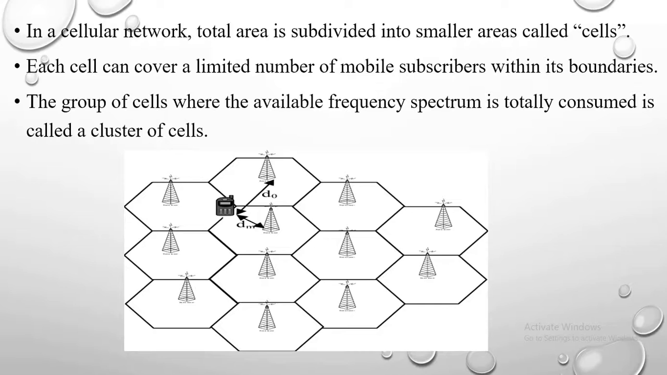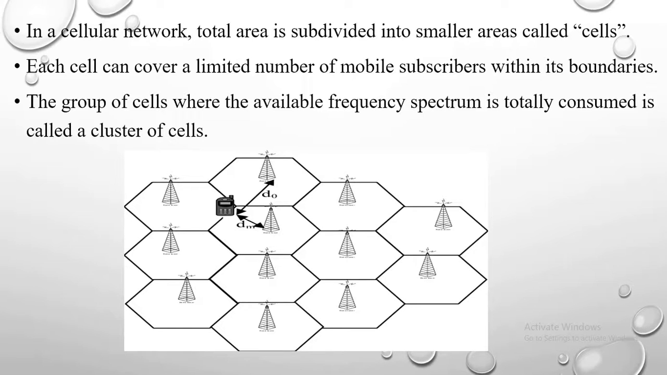And then if you combine a group of cells, you are going to call them a cluster of cells. So in mobile communication, you are going to allocate some frequency levels to each of the users. The complete cluster, the group of cells which are combined, will have the same frequency. In that frequency spectrum only, the mobile users are going to use the spectrum in that particular frequency range only.